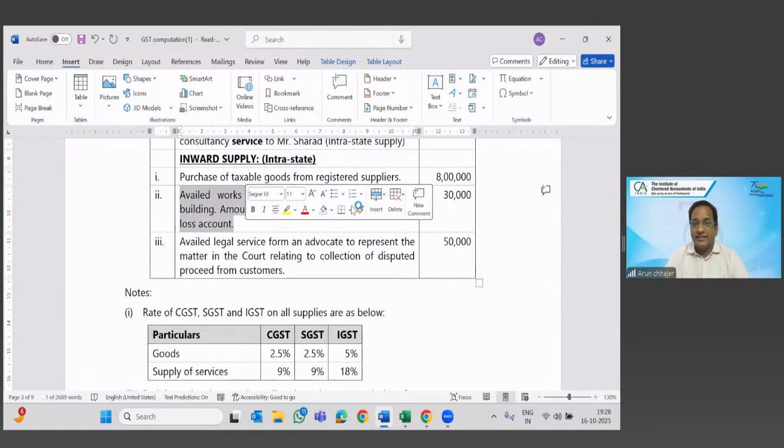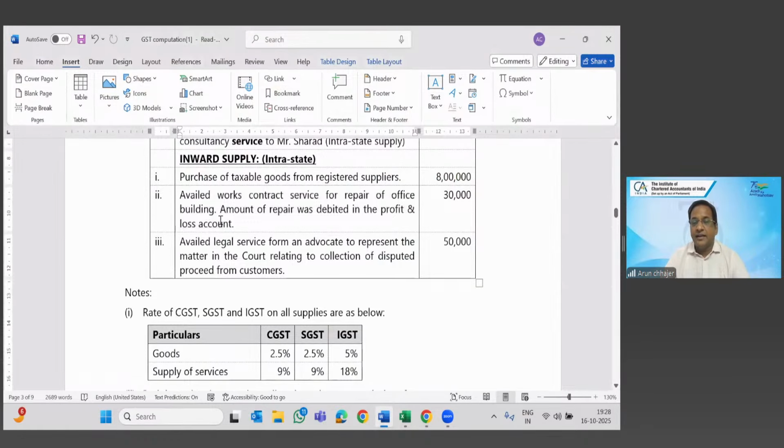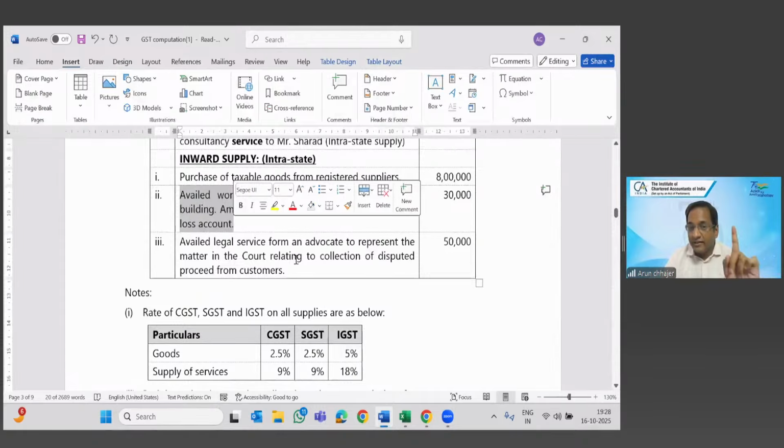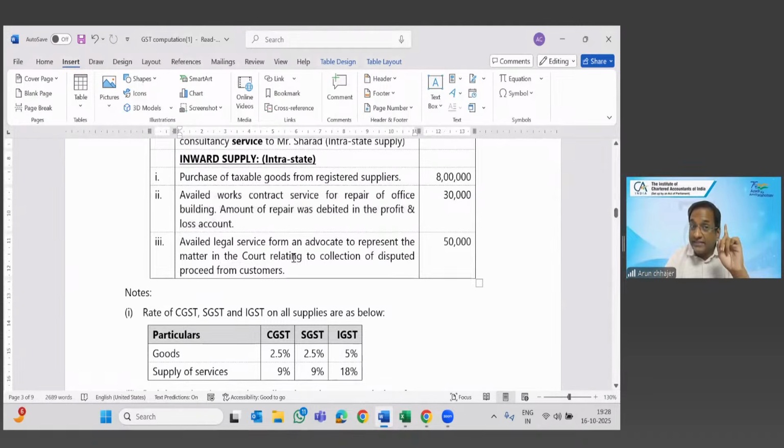Now tell me the answer, and along with the reason why ITC is allowed or why ITC is not allowed. I am coming back in 1 minute. Meanwhile, please give the answer whether ITC would be available or not.